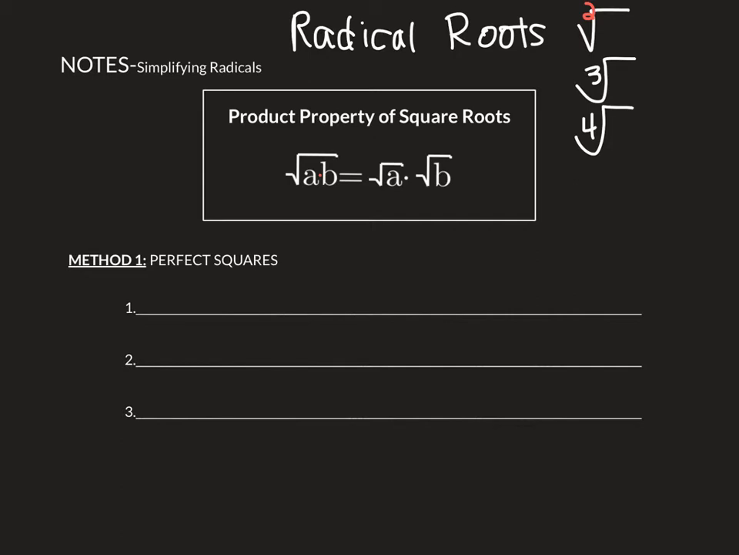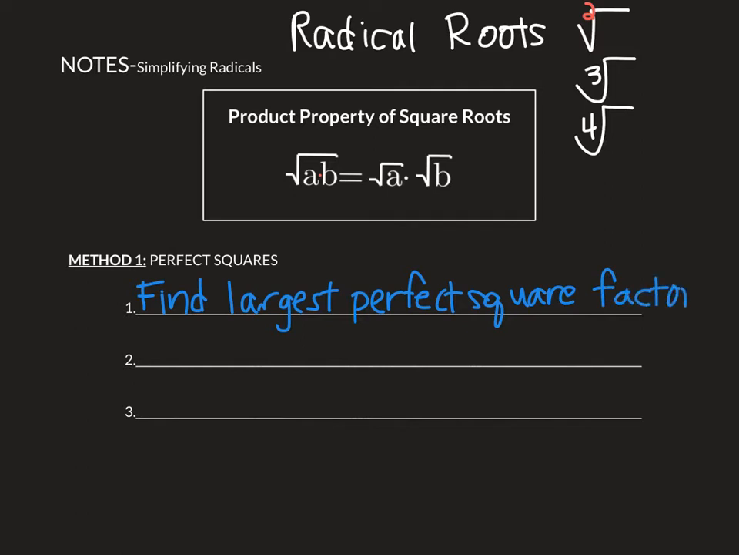The first thing that we're going to do is find the largest perfect square factor, and we'll define what a perfect square is here in just a minute. So we're going to find the largest perfect square factor. And remember, a factor means it's something that multiplies into the number. So for example, our factors of 6 are 2 and 3. Or 1 and 6.